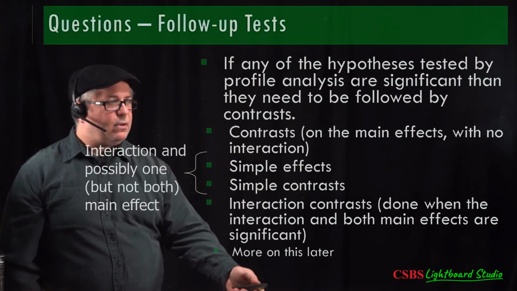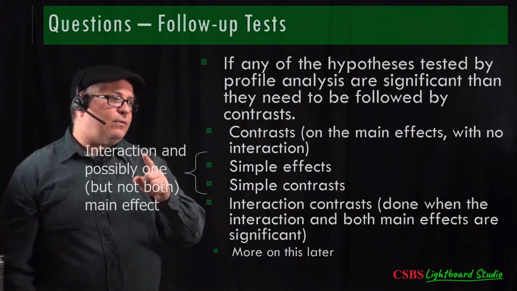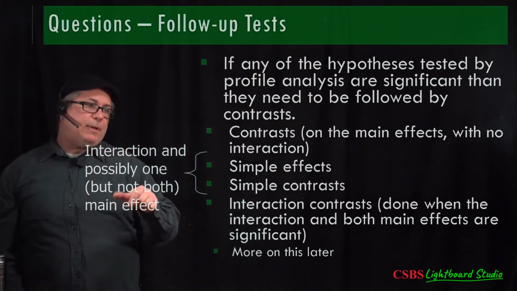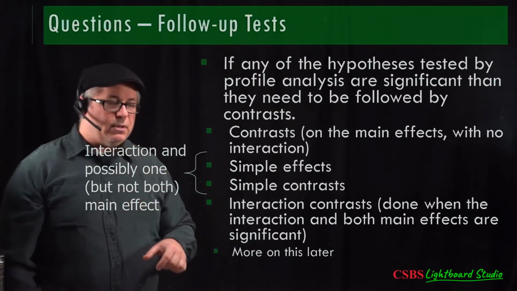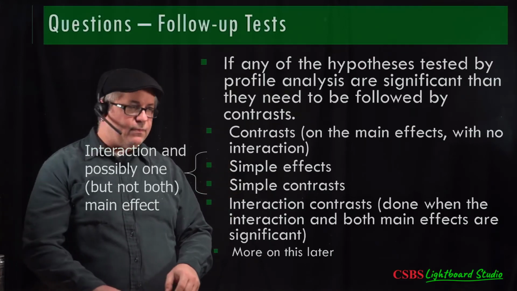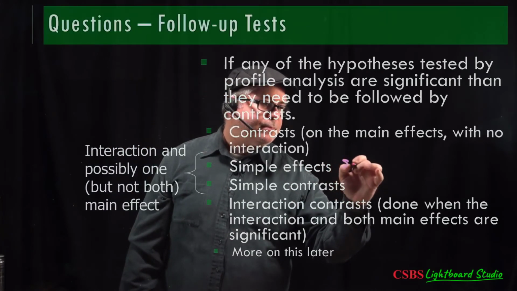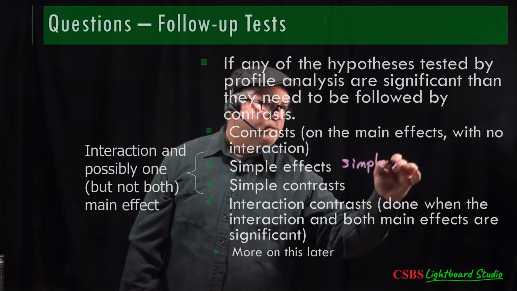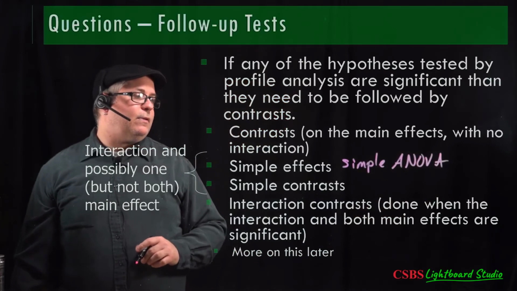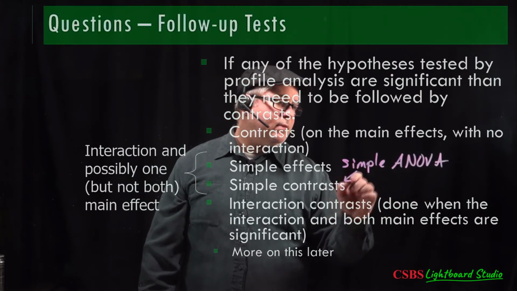Do I actually have it on the next slide? I don't. So let's say you have a significant interaction. One of the main effects is significant, but the other one is not. So you can actually cut it up into pieces based on the main effect that's significant and do a simple effect, which is the other name for it. Basically they call it a simple ANOVA. And then if the simple ANOVA is significant, you're going to do the simple contrast.